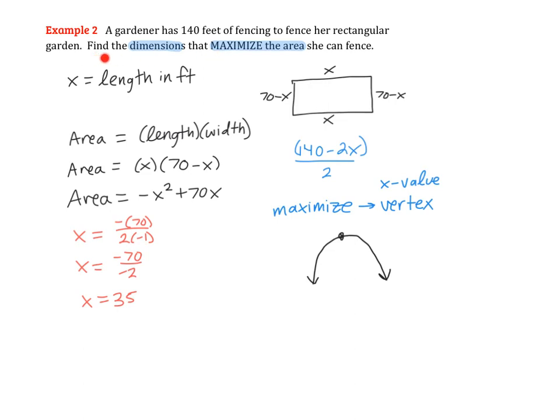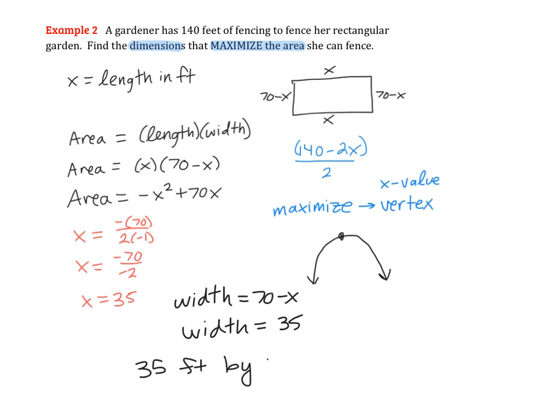So again, let's look at the original question to make sure we have a complete answer. It says find the dimensions that maximize the area. So I see that x is going to be 35, which is the length, but dimensions are length and width. So if you plug in x right here to 70 minus x, you'll see that the width, which again was 70 minus x, is also going to be 35. So our complete answer would be 35 feet by 35 feet.